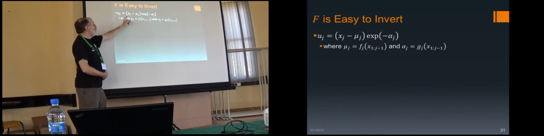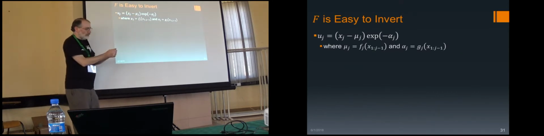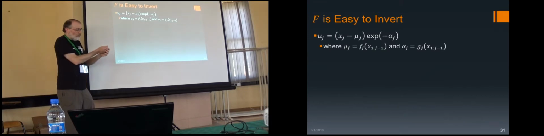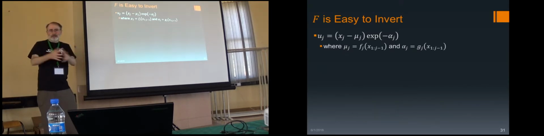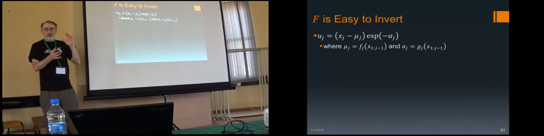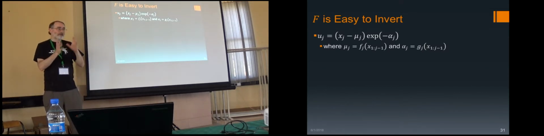And so given x1, we'll plug that in trivially. Then x2, we subtract off mu2 and multiply by e to the minus alpha 2, and we get u2. And so as we're inverting it, we're figuring out what would have been the u values that, if we plug them in, would have generated this x that we're looking at. And once we have those u values, we know the u values are supposed to be distributed as a multivariate Gaussian with 0 mean and a variance of 1. And so we can look it up.